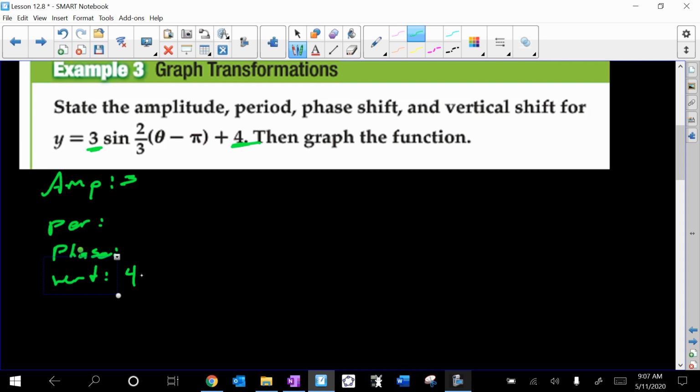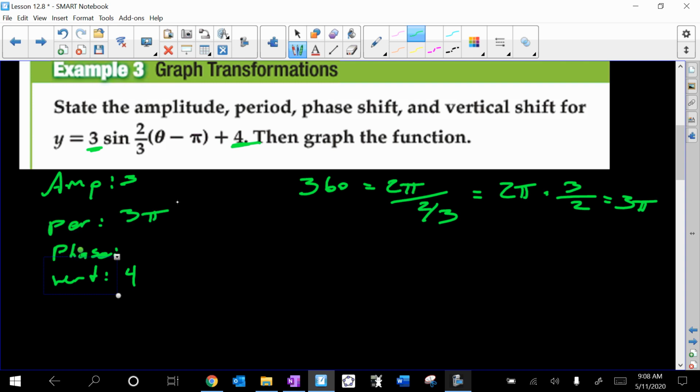For our period, remember, we normally take 360 degrees divided by 2/3. Well, 360 degrees is the same thing as 2 pi. So now we're going to take 2 pi and divide it by 2/3, or you can think of it as 2 pi times 3/2, which would be 3 pi. So every 3 pi, we have finished one cycle.